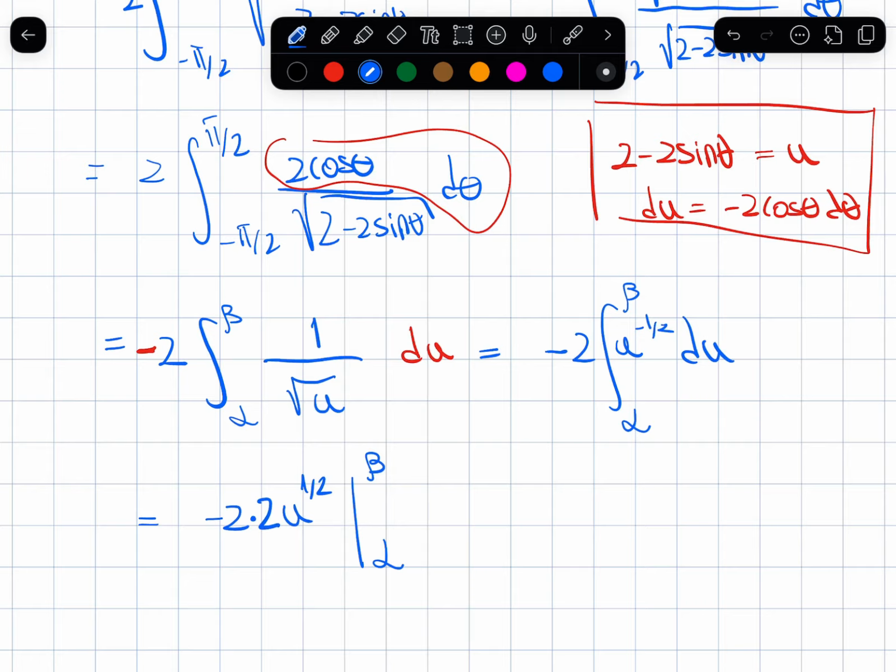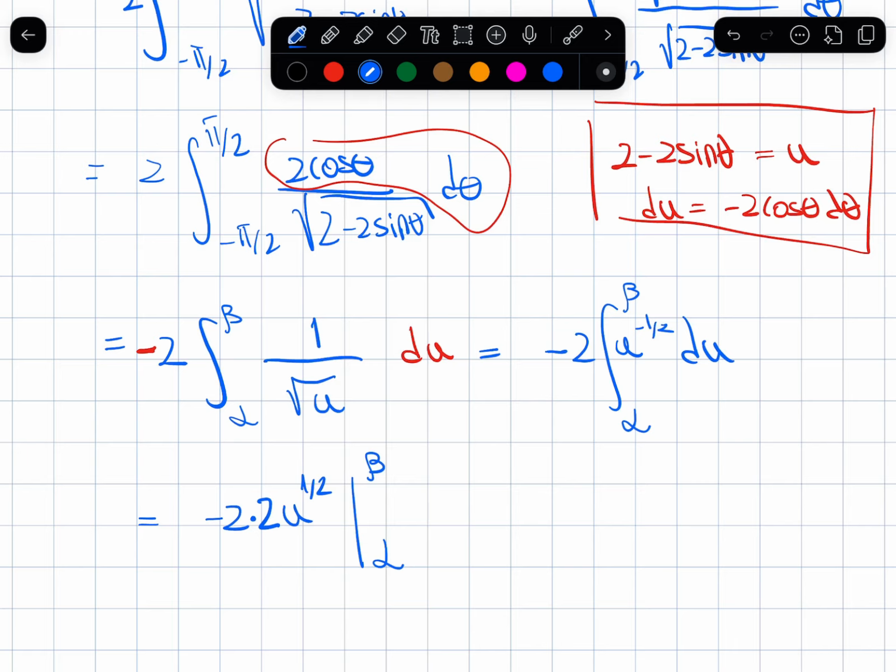So when I derive 2u to the power 1/2, I will get that 1/2 comes down from the power rule, right? And then when it multiplies the 2, the 1/2 of the 2 will cancel, and then it becomes negative 1/2. I think everything here is fine. So this is a negative 4 times the square root of u from alpha to beta.